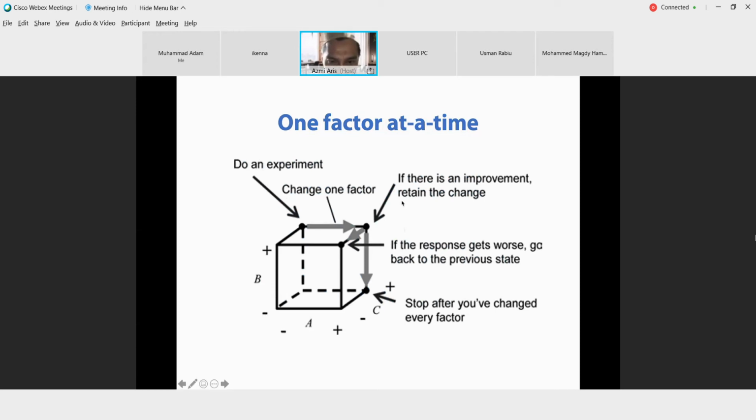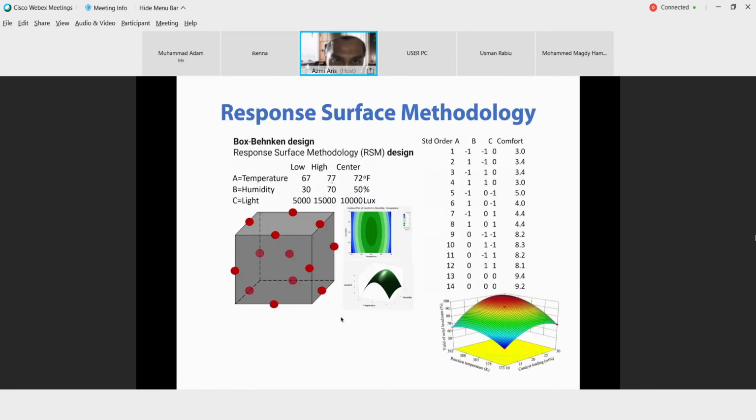The problem with this set of experiments is that you did not test the variables at other values. The values that you test are very, very limited. So you will not be able to cover the whole range of the experiment. So in order for you to do a better approach is to use this approach, what they call response surface methodology.